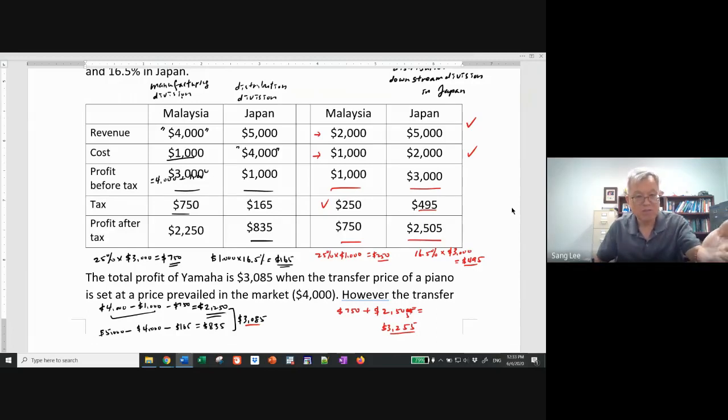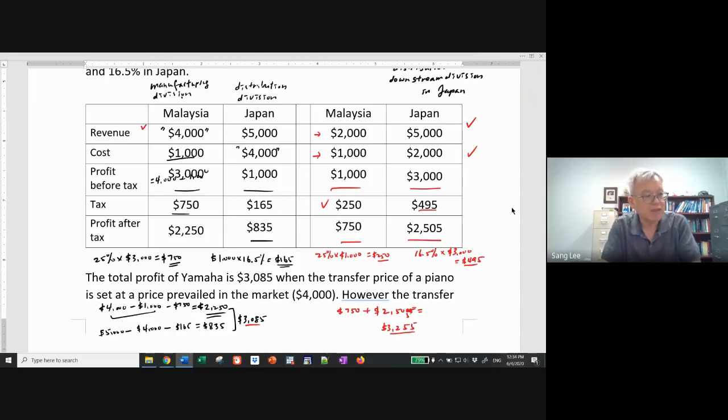The same cost of manufacturing, $1,000 per piano. Same retail price, $5,000 per piano. But when you manipulate transfer price like this, Yamaha ends up making a lot more profit. So that's why transfer price is a relevant topic in the context of vertical integration and the tax.